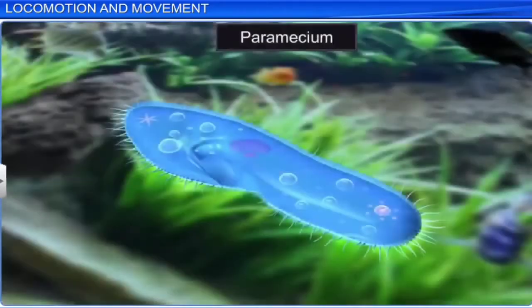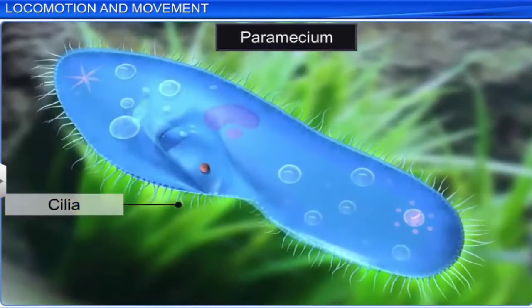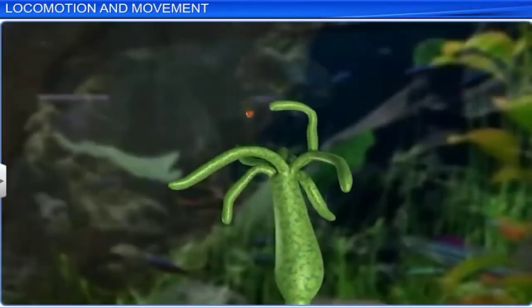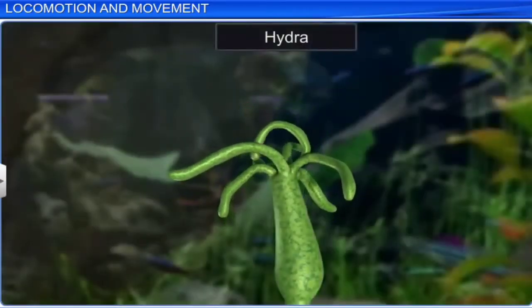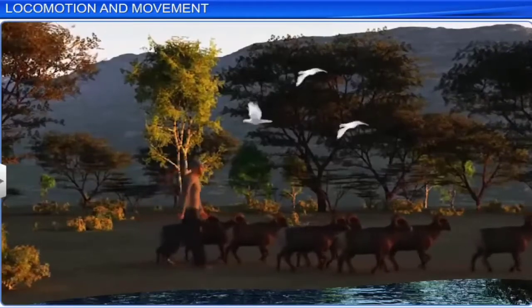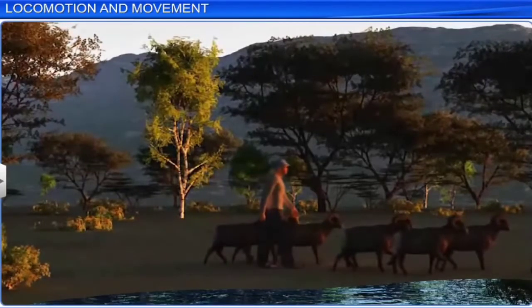In the paramecium, cilia are used for locomotion as well as to draw food inside the cytopharynx. Similarly, in the hydra, tentacles are used for locomotion and to capture prey. Thus, locomotion and movement by an organism are usually studied together. In fact, all locomotion is movement, but all movement is not locomotion.